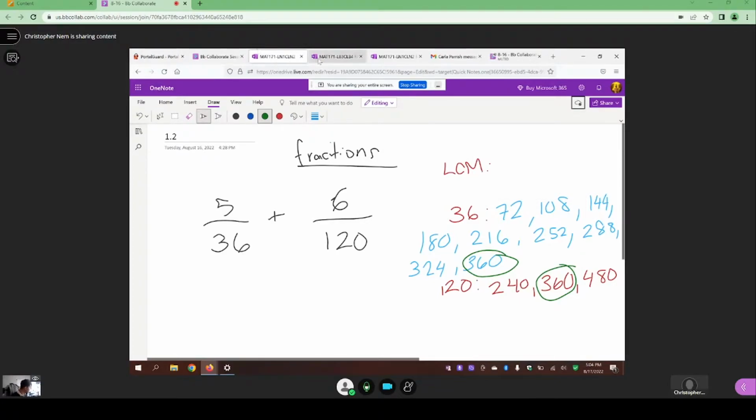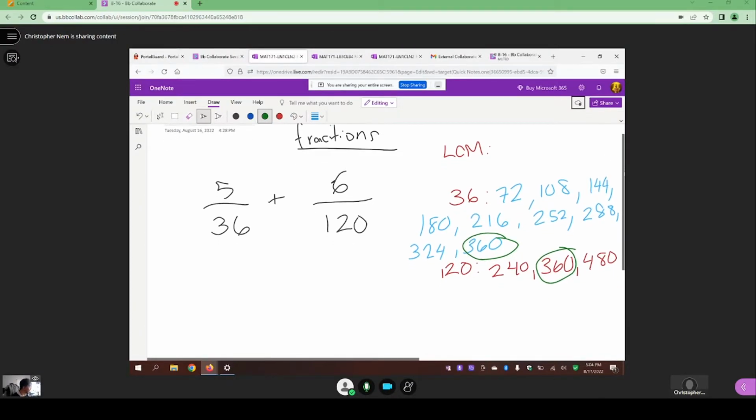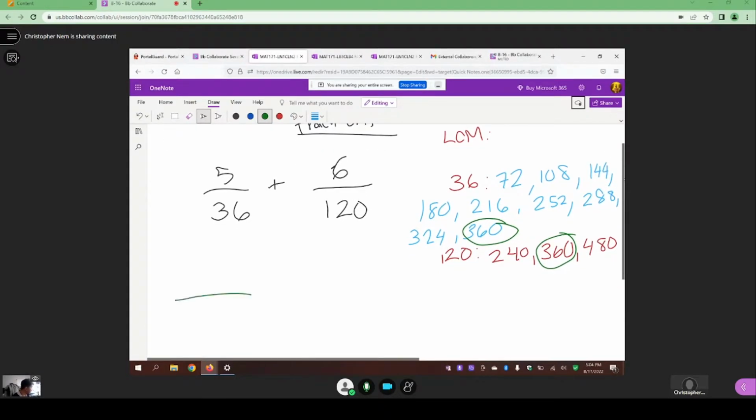So the least common multiple is 360. That should be our least common denominator. So my goal is to have the denominator as 360. Now, what do I need to multiply this first term to get to 360? What do I need to multiply 36 to get to 360?